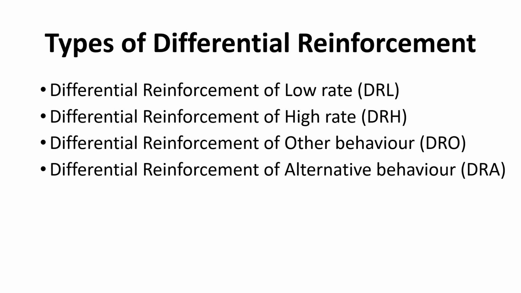For our roadmap, we're going to talk first about differential reinforcement of low rates, or DRL. Then we'll talk about differential reinforcement of high rates, DRH, which, as you can imagine, is going to be the opposite, very similarly related to low rate differential reinforcement, but for the opposite. Then we'll talk about differential reinforcement of other behaviors, or DRO, and then differential reinforcement of alternative behavior, or DRA. So that's what we're going to cover today.